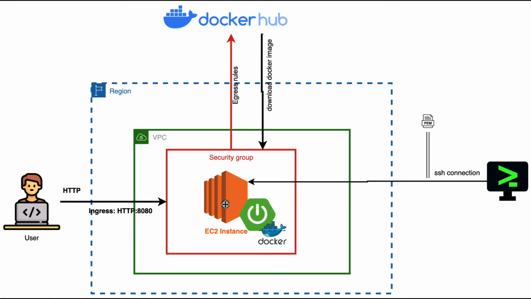An EC2 instance stands for Elastic Compute Cloud instance. It is a virtual server that you can launch within an AWS region and place in a VPC.